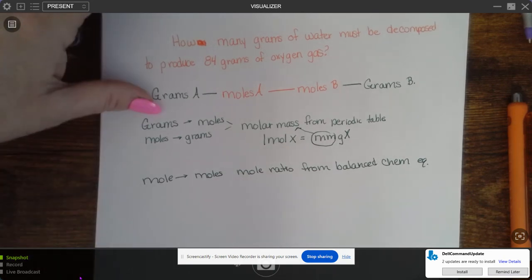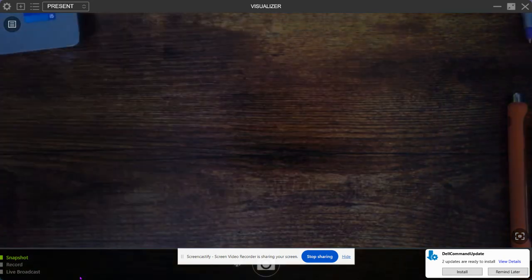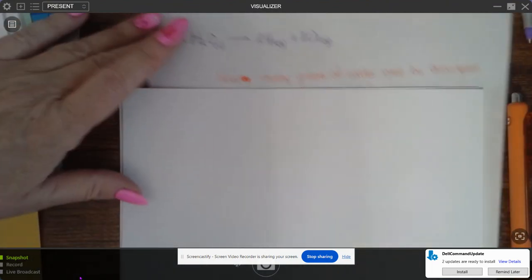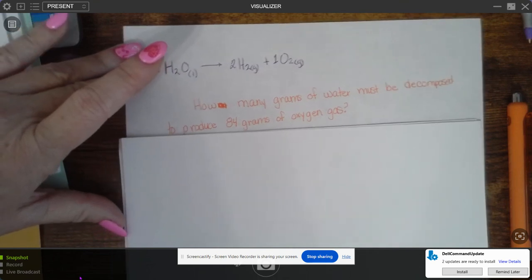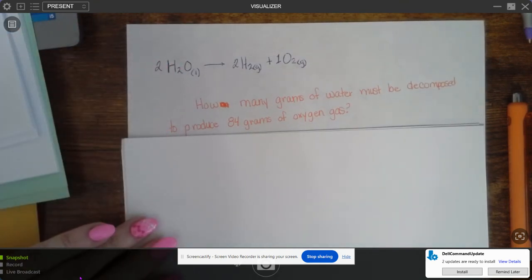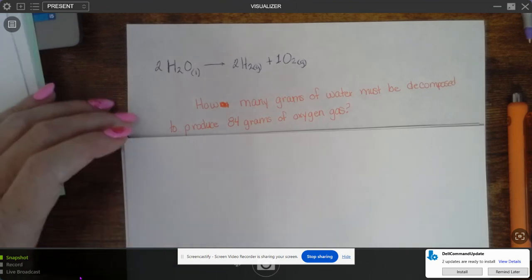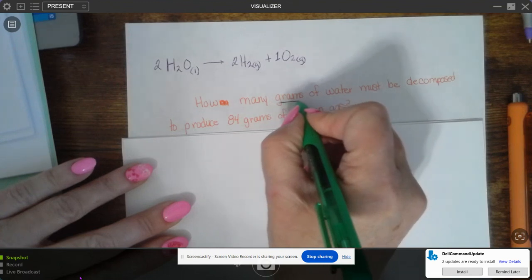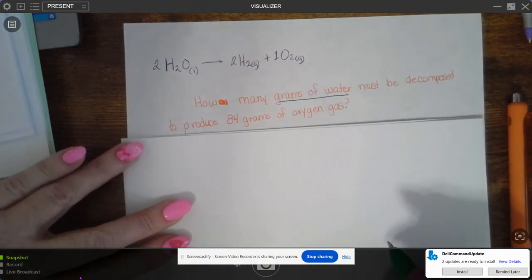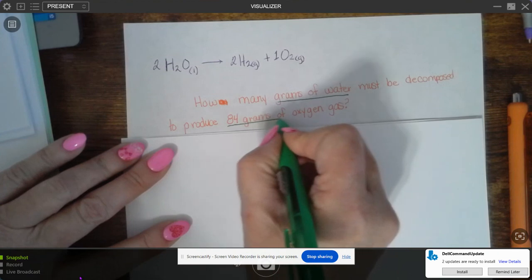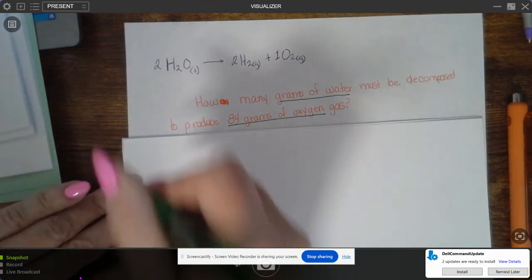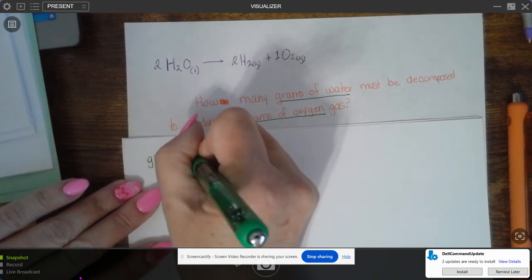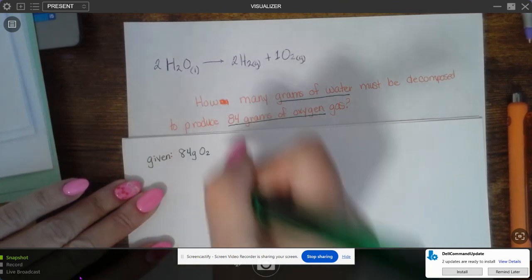Okay, so I'm going to switch my paper around a little bit so I have room to write. Let's look at this question. I have the equation H2O water breaks down to provide hydrogen gas and oxygen gas. The question is how many grams of water must be decomposed to produce 84 grams of oxygen. So our given is 84 grams of oxygen.